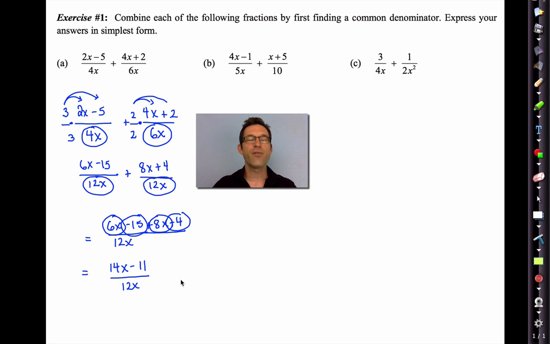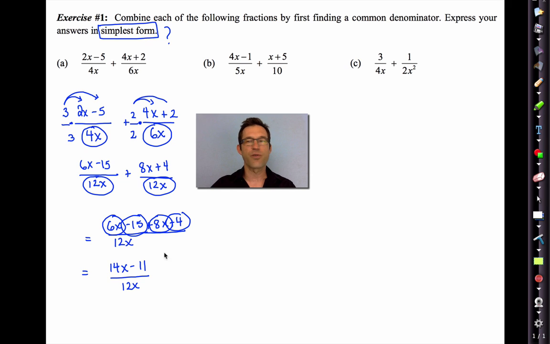There's only one final question I have to answer for myself. Is this fraction in simplest form? Could I reduce that? Now here's where all of the math that you've been doing for the last few days has to come into play. In order to simplify something, you first have to factor it, and then you have to cancel common factors.